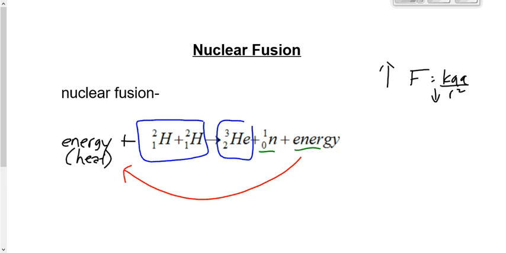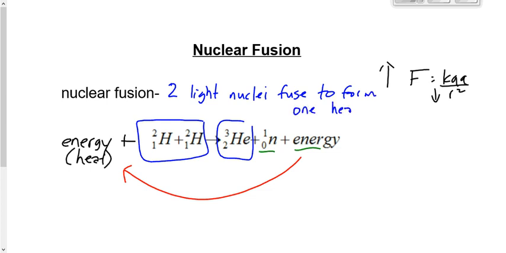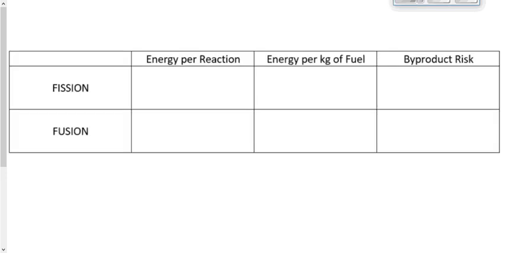So fission is when one heavy becomes two light. Fusion is when two light nuclei fuse to form one heavy nucleus. Let's compare these in a couple of different ways.